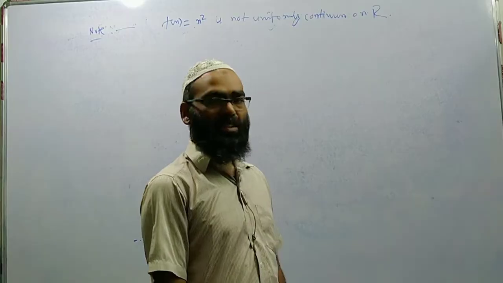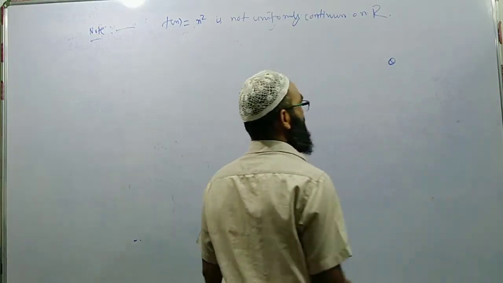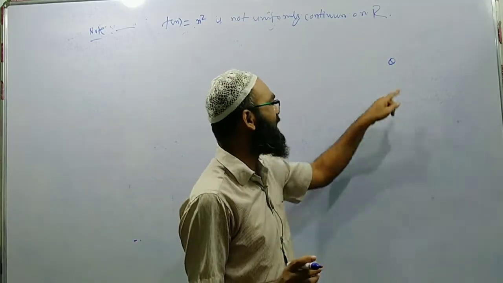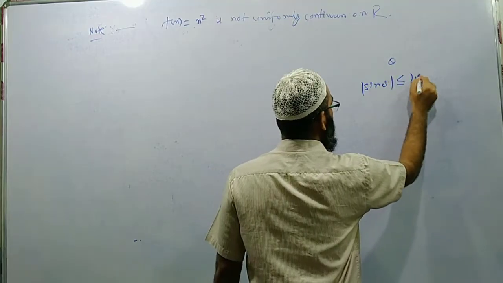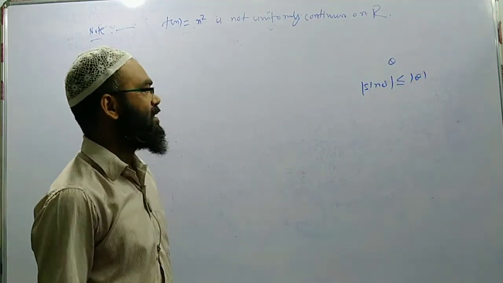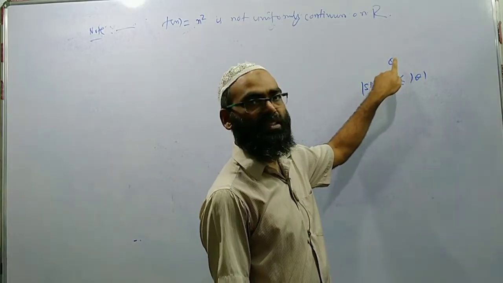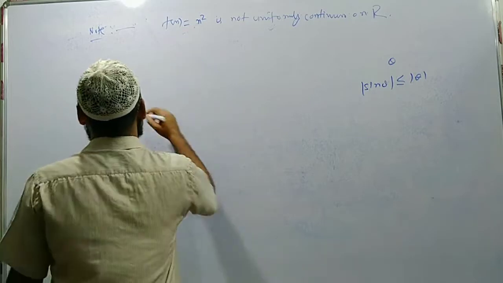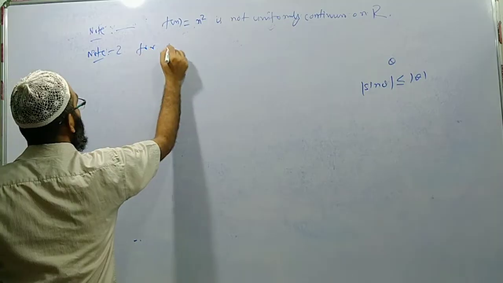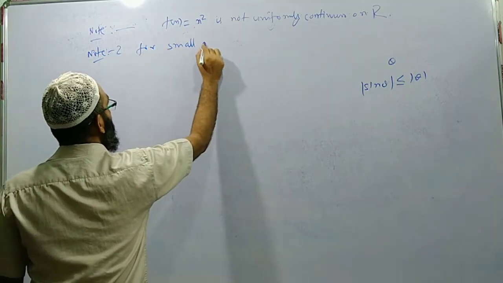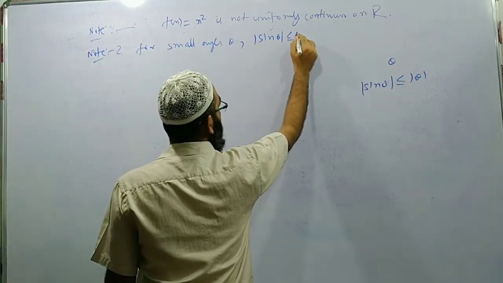Now next we remind an inequality: for small angle theta, mod of sine theta is less than or equal to mod of theta. Always this inequality is satisfied for small theta. So note 2: for small theta, mod of sine theta is less than or equal to mod theta.